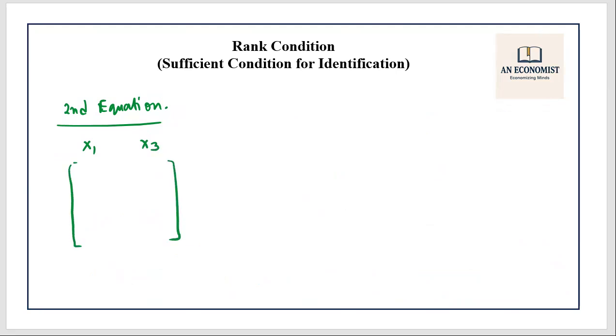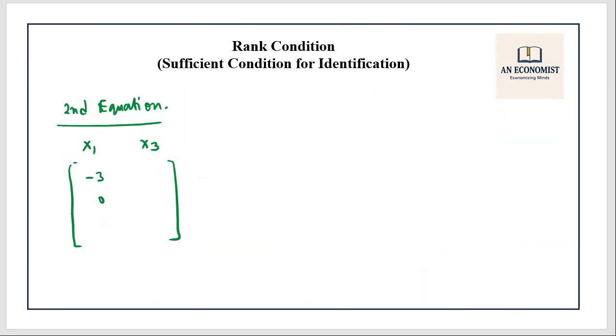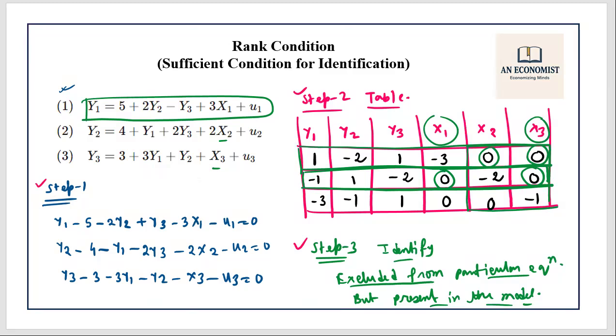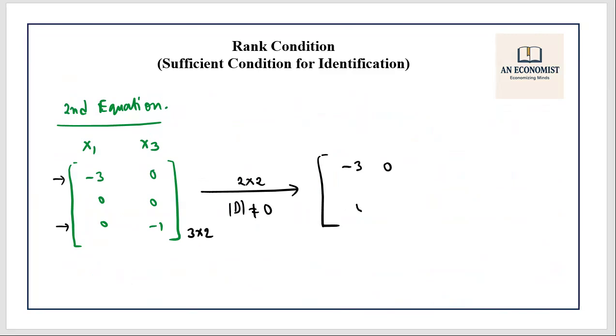Now again form this matrix. So x1 is minus 3, 0, 0, and x3 will be 0, 0, minus 1. Now again you have to check. This is again 3 cross 2. Again you have to check by the rank condition whether you can find a 2 cross 2 matrix where the determinant will be not equal to 0. One such matrix: 0, 0 again we cannot work with, so we can go with this and this. So minus 3, 0, 0, minus 1.